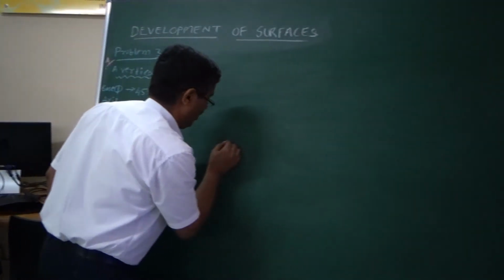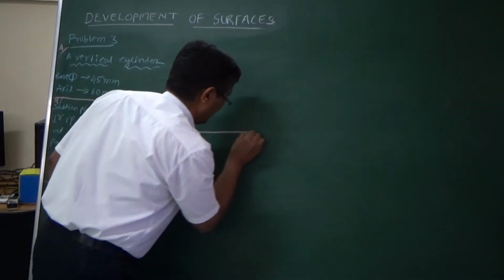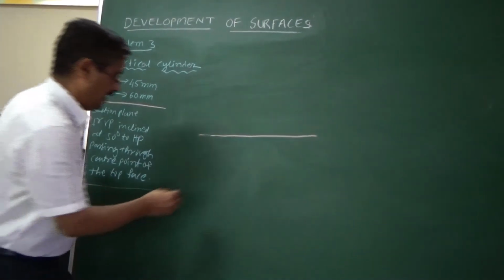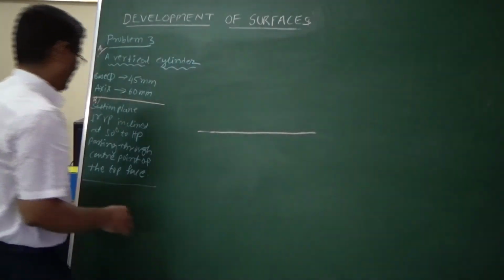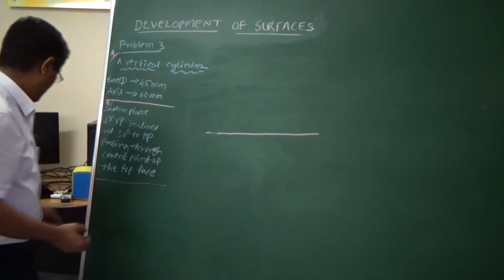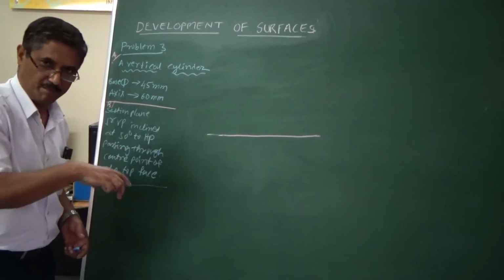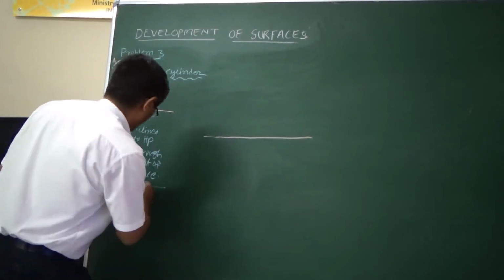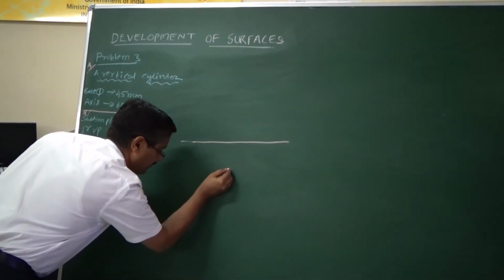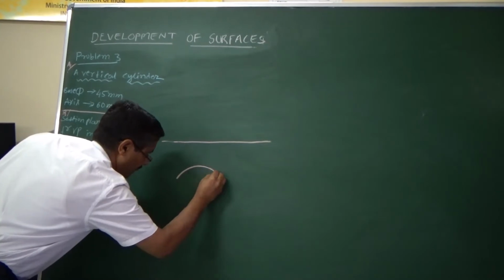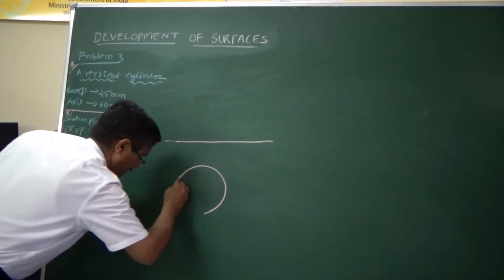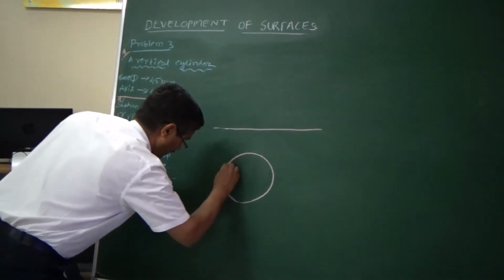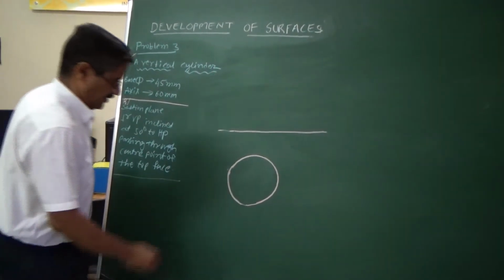So how do we draw a cylinder? Just draw an XY line to represent this. Again, it is a cylinder, so parallel line method only. You have to draw a circle here, because when you look from the top, you will find a circular top view for a cylinder. So you will be drawing a 45 diameter circle here.